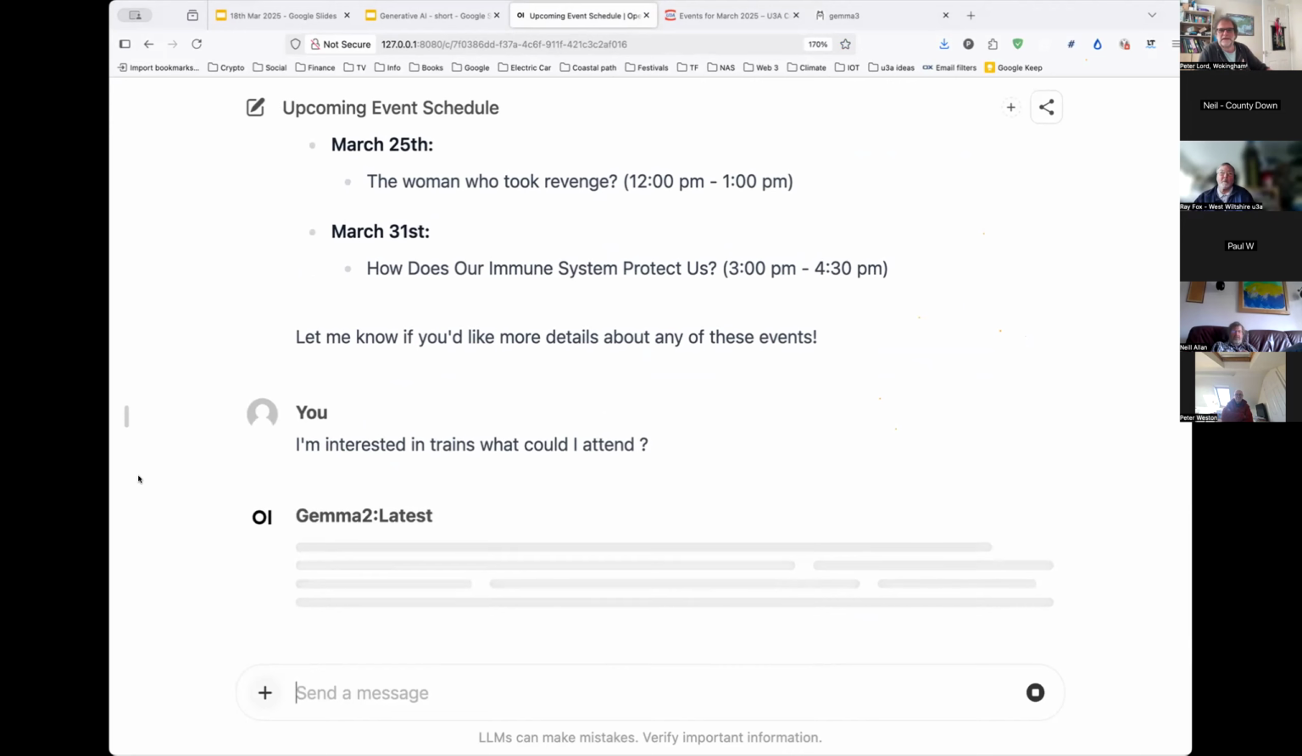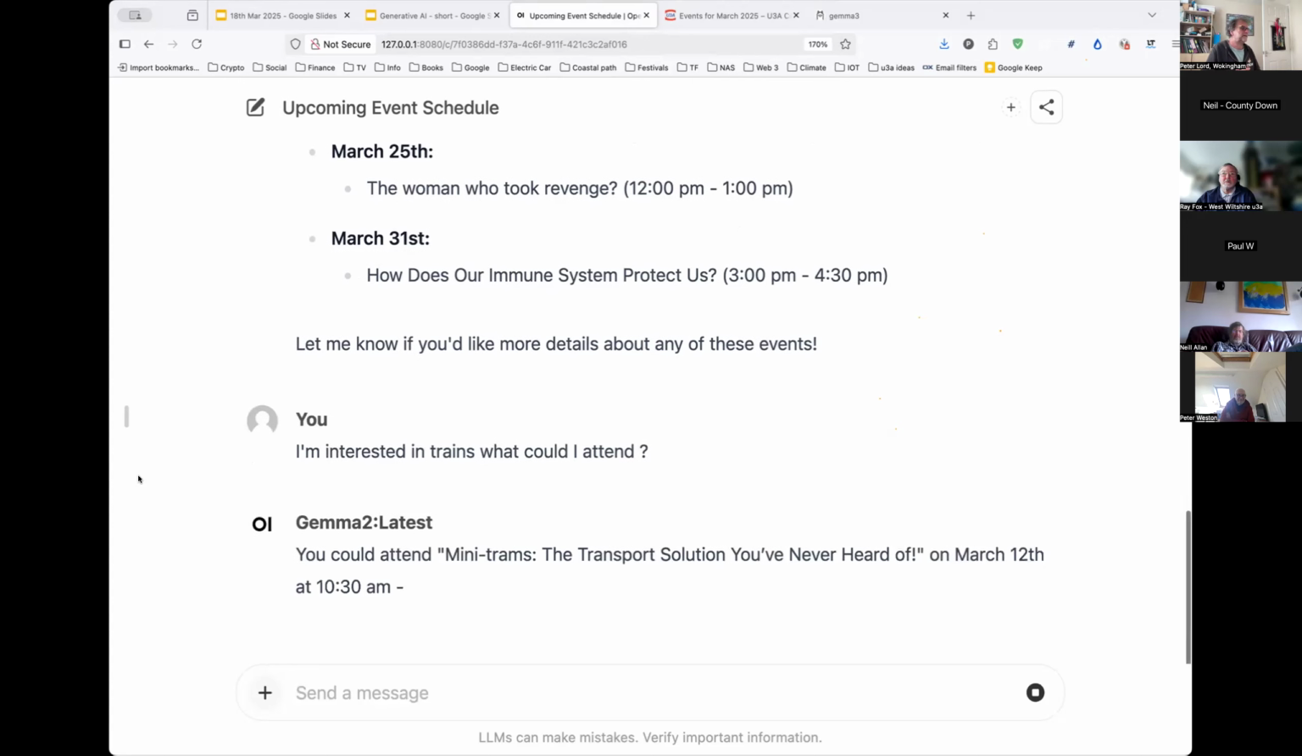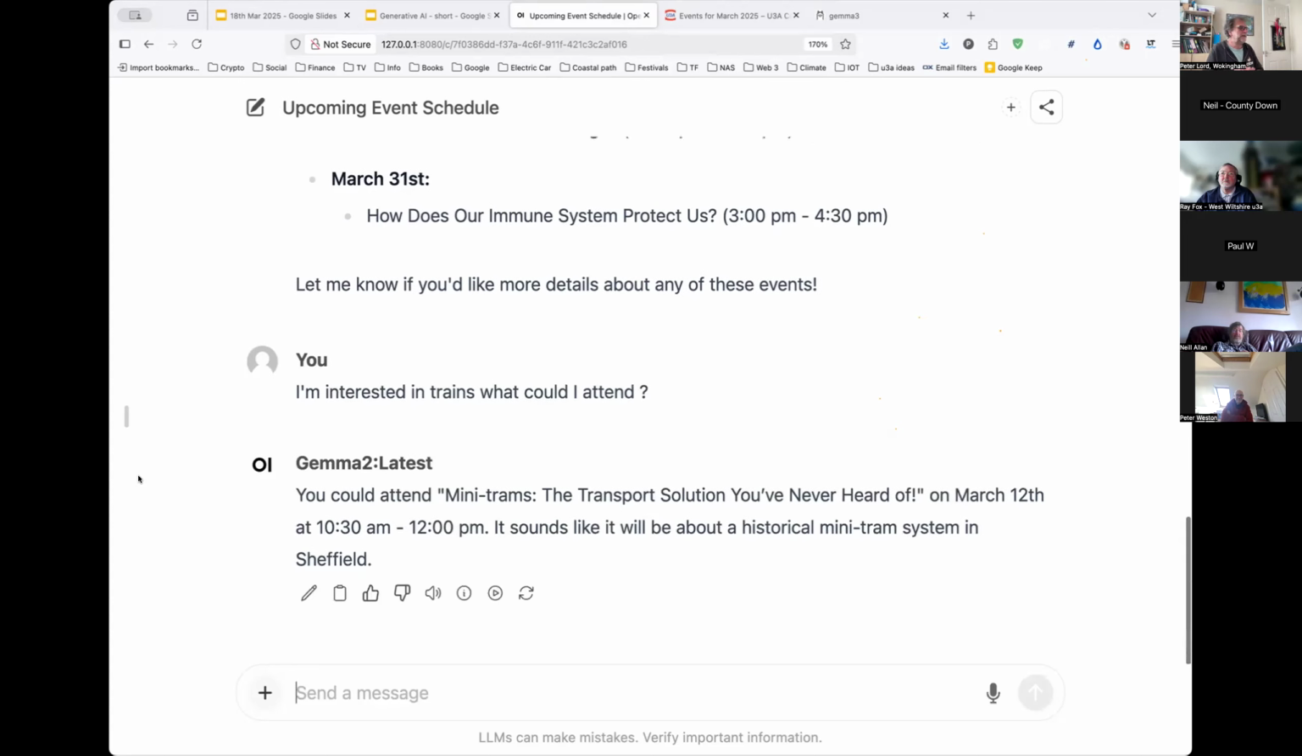Big model is. We're getting to the limits now of what I can sensibly run in here. You could attend mini trams, the transport solution you've never heard of. So again, this large language model has recognized that a tram might be considered a type of train, and it's given us, you might be interested in that talk.